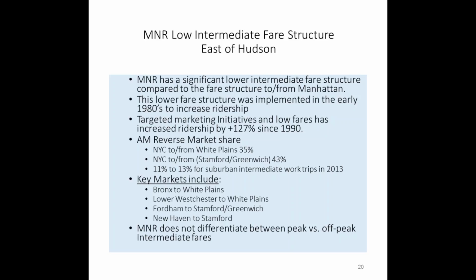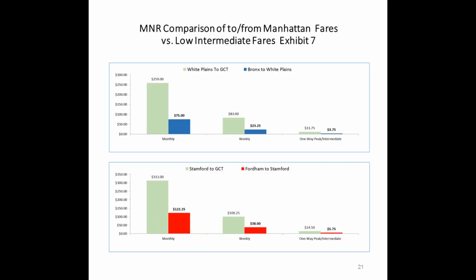This is the Metro North lowering of the fares. It was in the 1980s. It was targeted. There's an increased ridership by 127% since 1990. It resulted in market shares for rail between 11 to 43%, depending on the market, which is very high for a suburban market, mainly out to office locations that developed around train centers and train stations in suburban Connecticut and New York. This just gives an example of how different the fares can be.